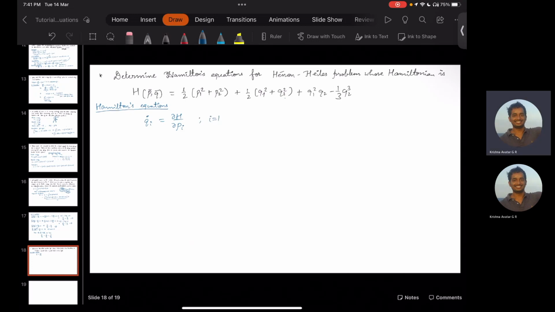Where i is equal to 1, 2. Likewise, p_i dot is equal to minus partial H with respect to q_i, where i is again 1 and 2. I won't write it out. So let's start with q1 dot. q1 dot is equal to the partial of the Hamiltonian with respect to p1.